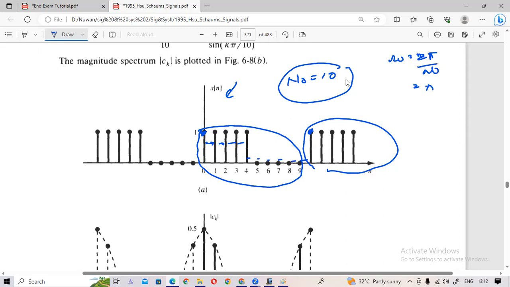So that is pi by 5. You can find the N naught, okay. So you have to find your summation, not the integration, summation from k from 0 to N naught minus 1, that is 0 to 9, okay. So here you have to find 10 Fourier coefficients, k from 0 to 9, 1 2 3 4 5 6 7 8 9.